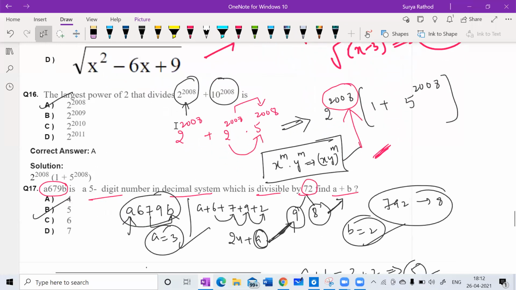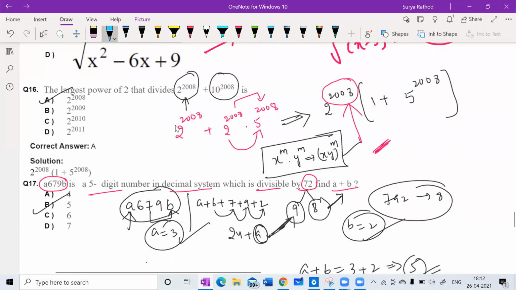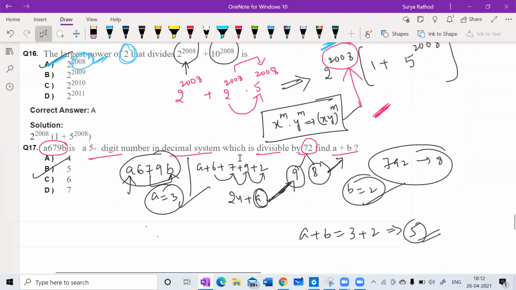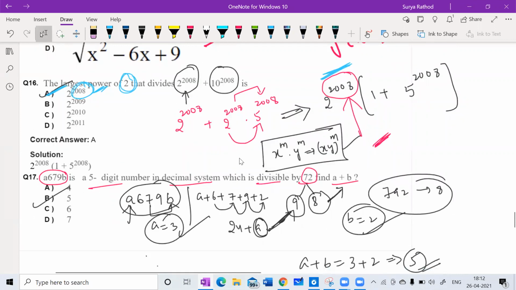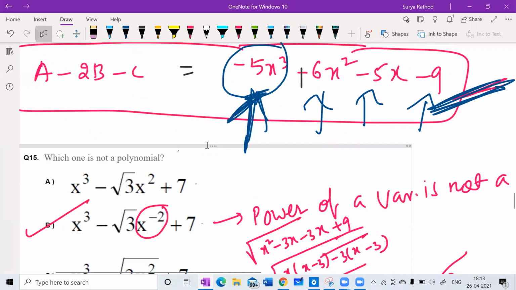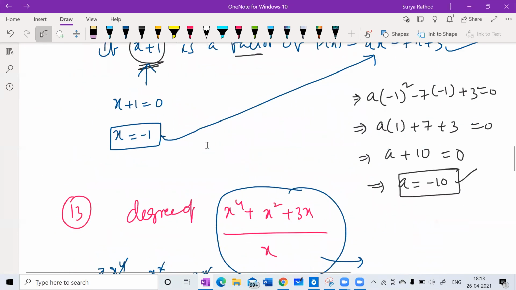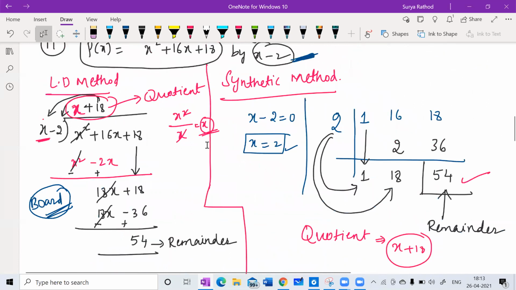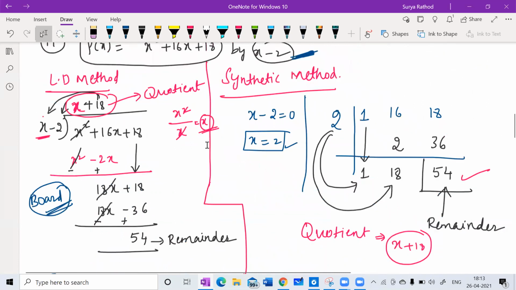The 16th. What is the largest power of 2? 2008. Where do you have 2008? 2008 is my answer. Option A is correct. Getting my point, children? Okay, sir. Can you go to the 11th question? Yes. Make it fast.